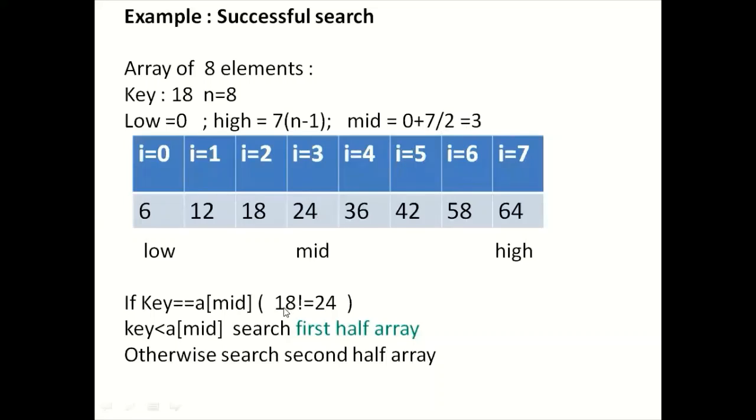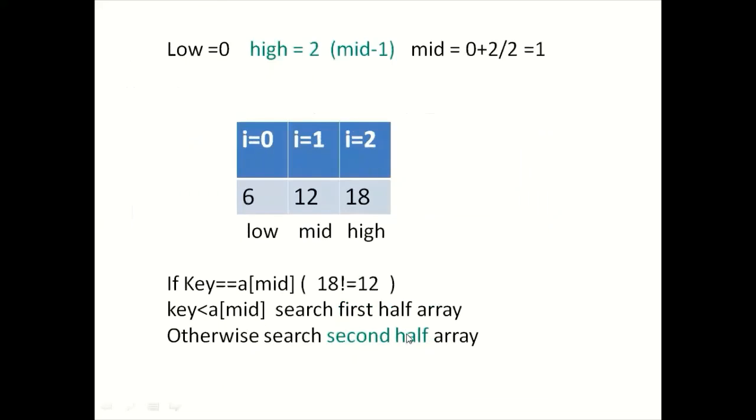Now the binary search technique starts by searching the middle element. Here the key element 18 is not equal to the middle element. So we have to search either the first half or the second half. Since the key value, that is 18, is less than 24, we have to search the first half. So how do we divide the array into the first half?